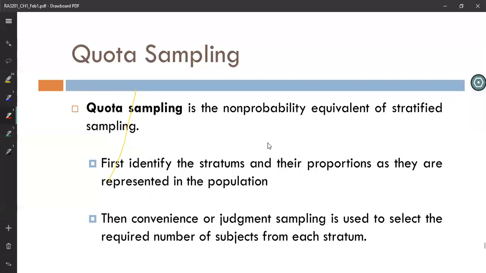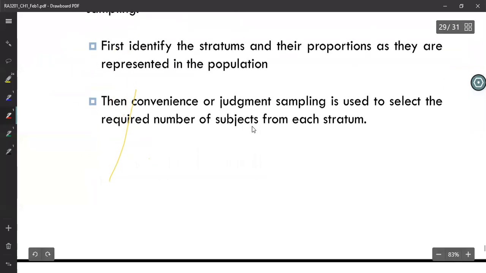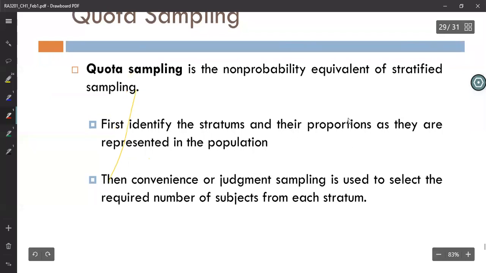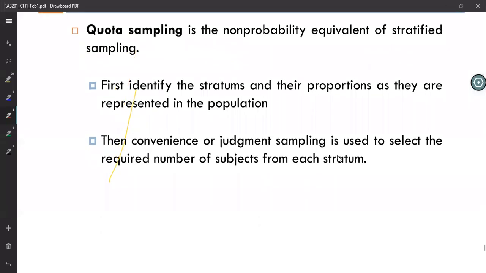So that is also a kind of convenience or judgmental sampling. You apply your judgment of knowledge into stratification. So that is quota sampling, right? So you don't know the exact percentage, but according to your judgment, you come up with a certain proportion.